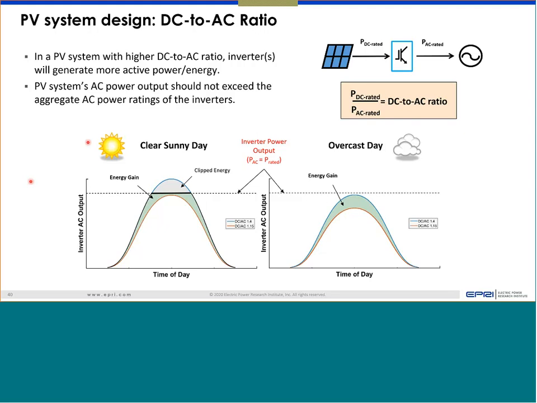Okay, so what happens on a cloudy day? Of course, on a cloudy day, you may not have enough DC to even reach the AC power, but you can clearly see that because of a higher DC to AC ratio, the plant will generate more kilowatt hours. And that kind of explains the justification of having oversizing, especially if you're in an environment where you have a lot of cloudy conditions.